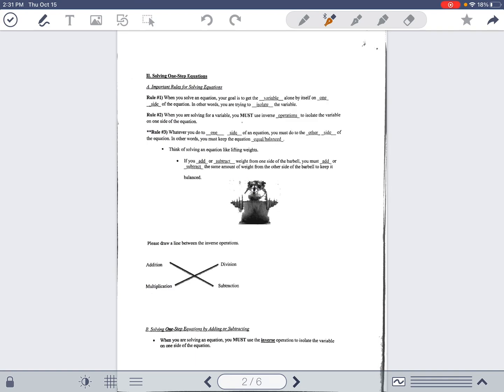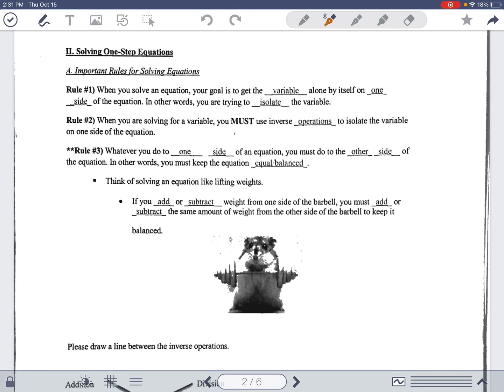Next page. Solving one-step equations. Important rules for solving equations. When you solve an equation, your goal is to get the variable alone by itself on one side of the equation. In other words, you're trying to isolate the variable. Rule number 2, when you are solving for a variable, you must use inverse operations to isolate the variable on one side of the equation.